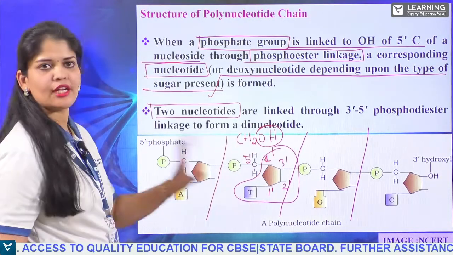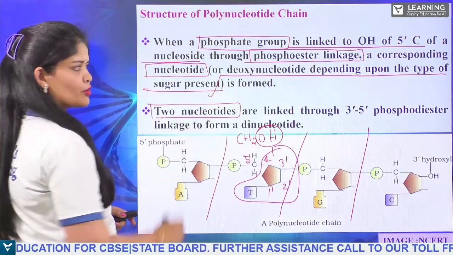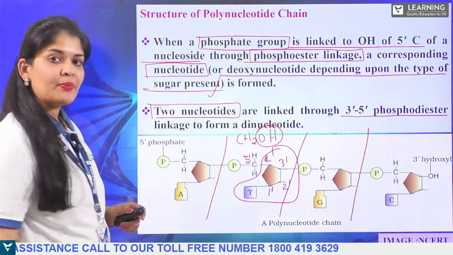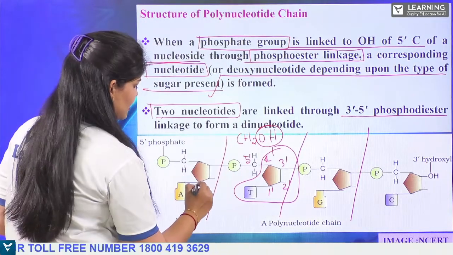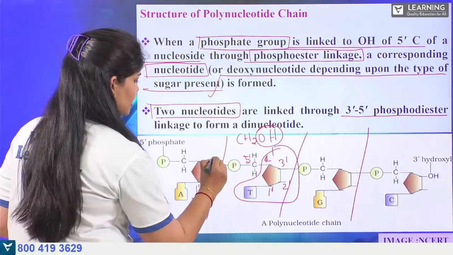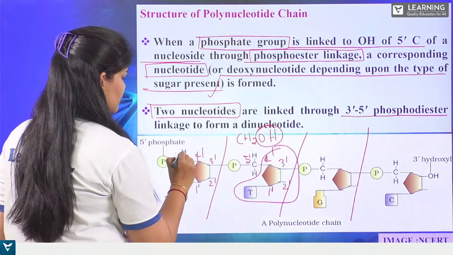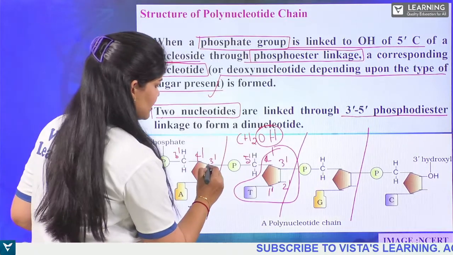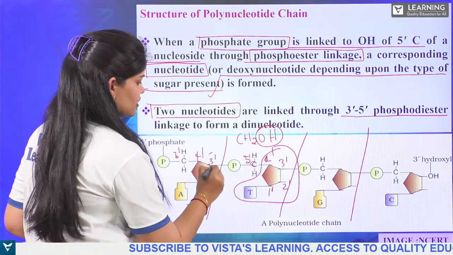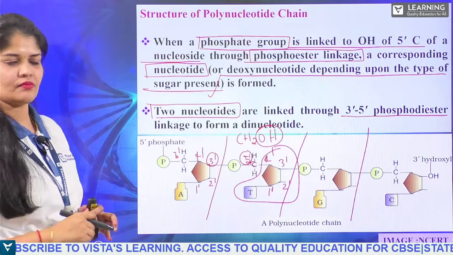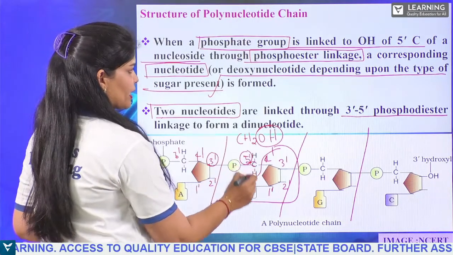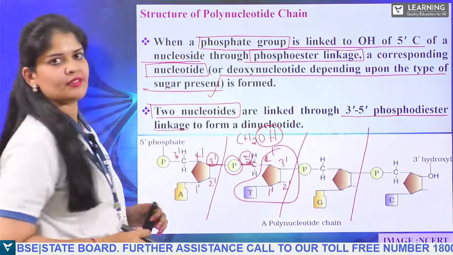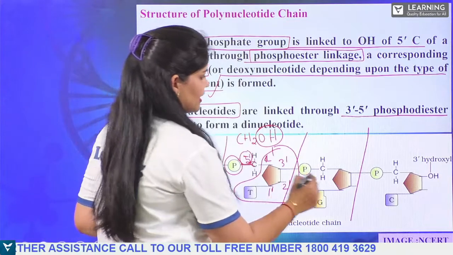Phosphate, sugar, nitrogen base. Now, 2 nucleotides are linked through, this is important, 3 prime, 5 prime. See, start numbering here. 1 prime, 2 prime, 3 prime, 4 prime, 5 prime. So here is the 5 prime and this is 3 prime, right? So 3 prime, 5 prime, 3 prime, 5 prime, right? So 3 prime, 5 prime phosphodiester linkage.